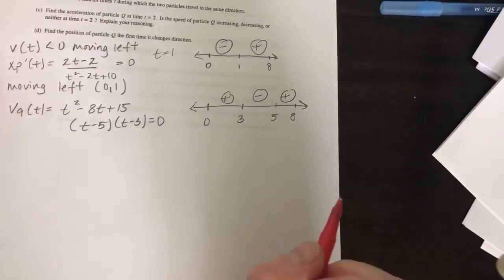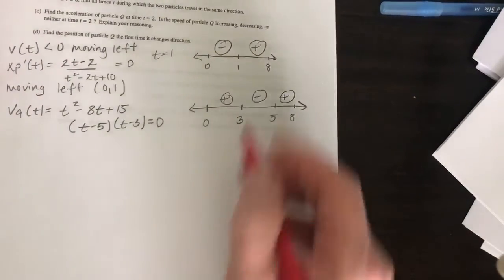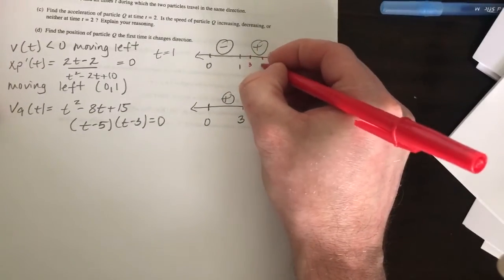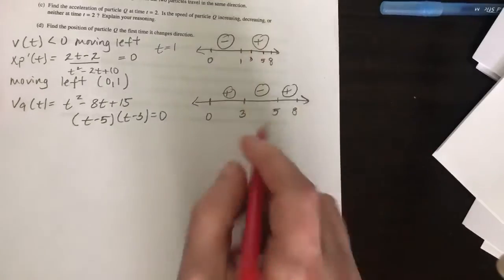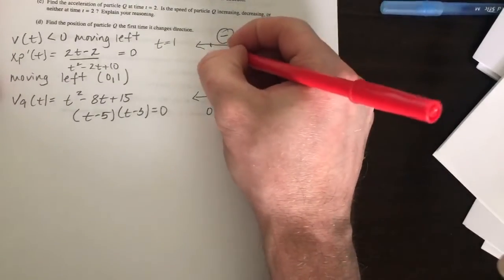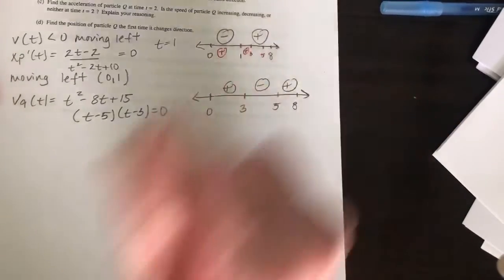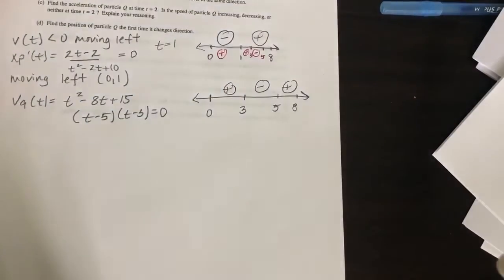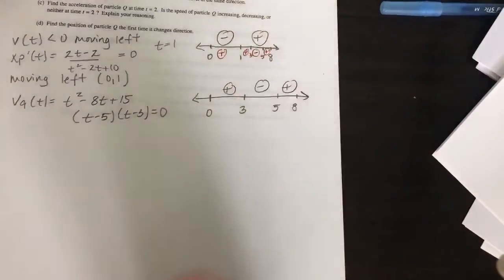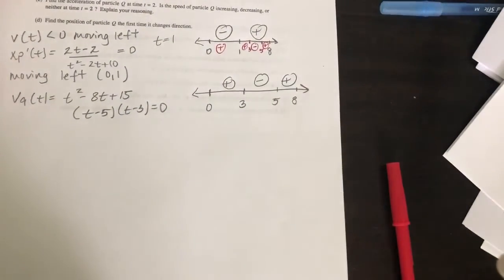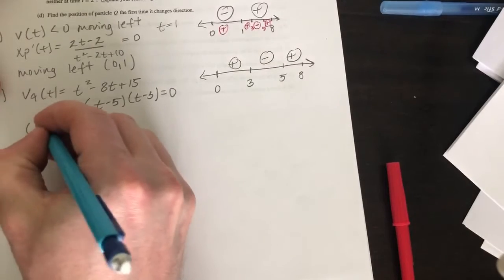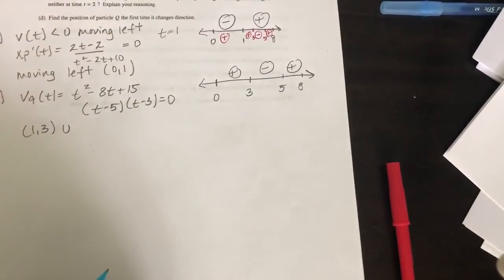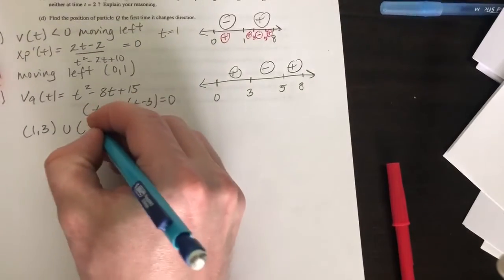So the same signs. What I would do is take these points and go to one number line, and write their signs in there. So this is going to be positive from 0 to 3, negative from 3 to 5, and positive from 5 to 8. So they're traveling the same direction from 1 to 3, in union with, it looks like, 5 to 8.